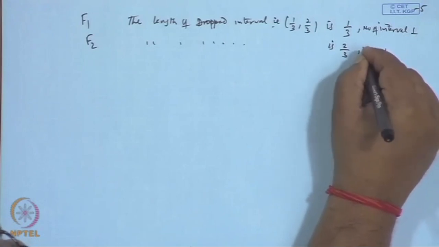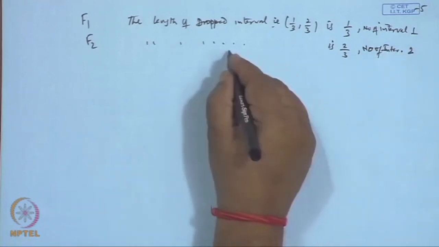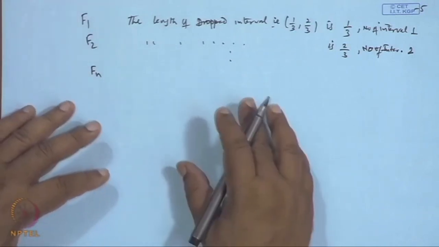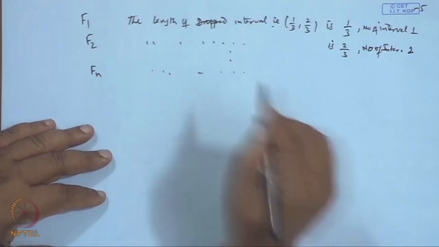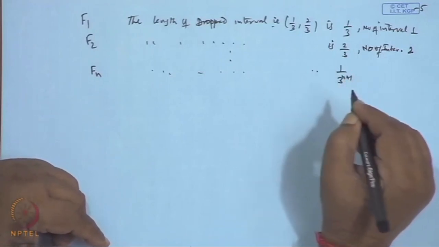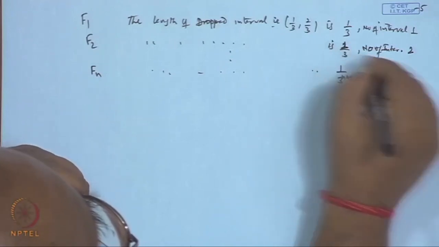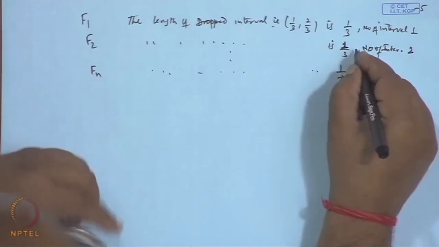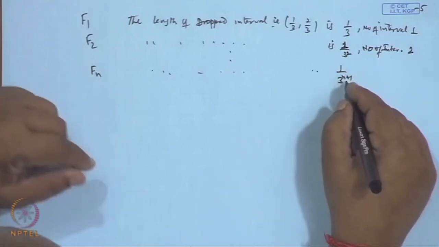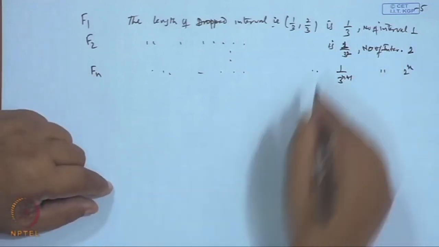Here the number of the intervals is 2. Then continue this. So, in case of F n, the length of the dropped interval will be 1 by 3 to the power n plus 1. In the first case the length is 1/3 and the number is 1, but the length will be 1 over 3 square, and the number is 2. So, in that second case, the number of the intervals will be 2 to the power n, like this.